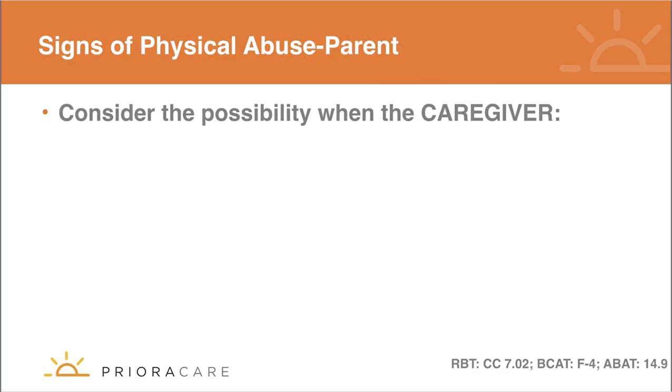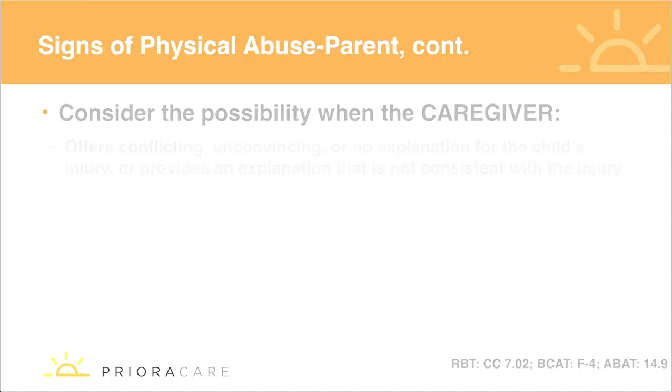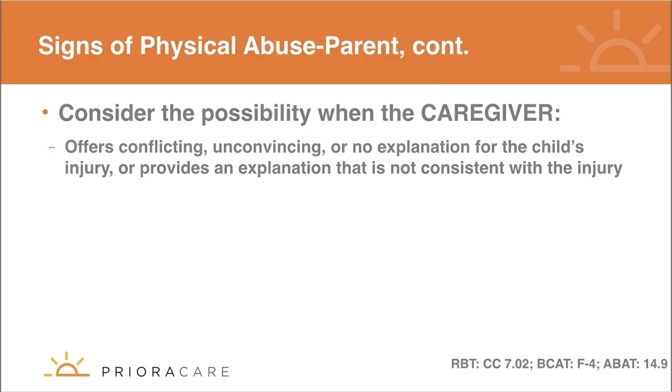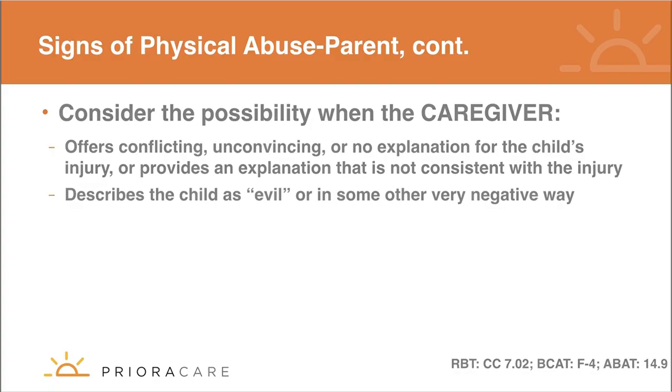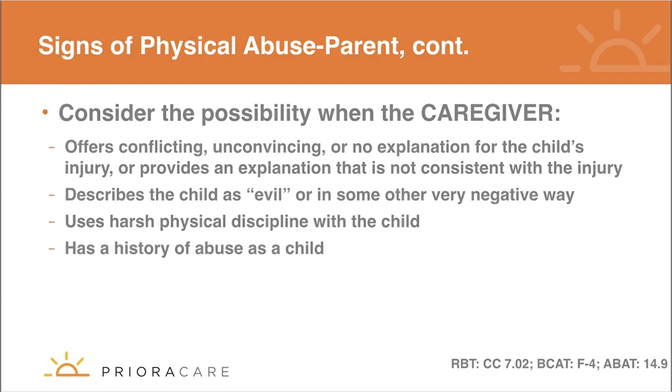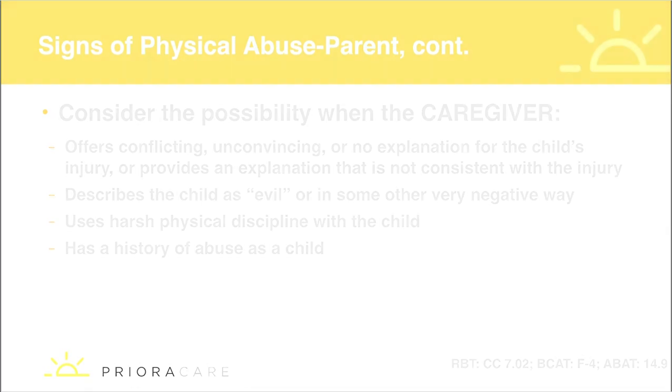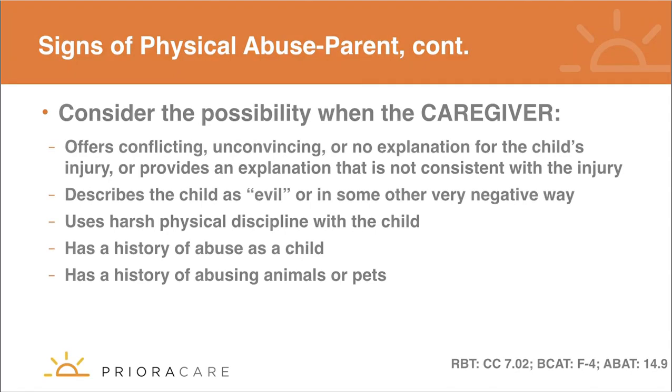In addition to those signs in the child, one may consider the possibility of physical abuse when the parent or other adult caregiver offers conflicting, unconvincing, or no explanation for the child's injury, or provides an explanation that is not consistent with the injury, describes the child as evil or in some other very negative way, uses harsh physical discipline with the child, has a history of abuse as a child, has a history of abusing animals or pets.